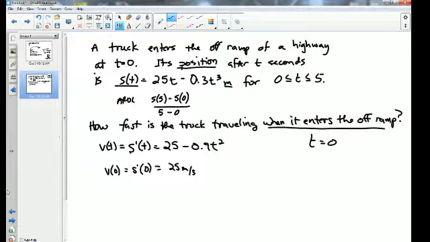So what relationship did we just learn about? Average rate of change and derivative.